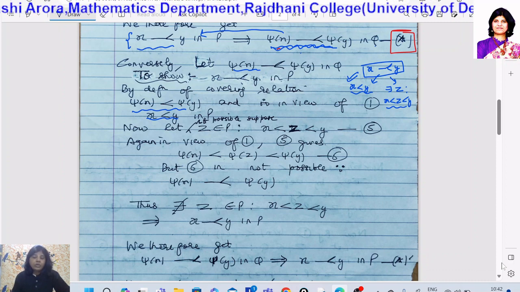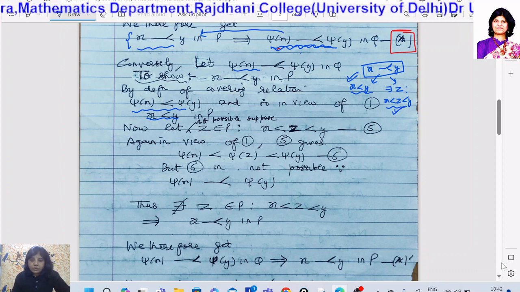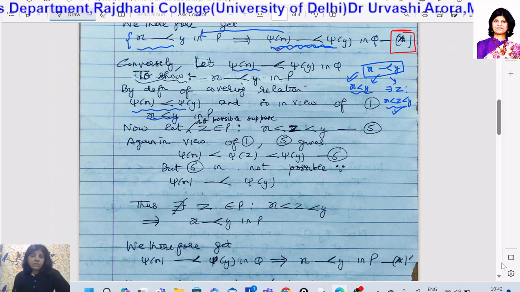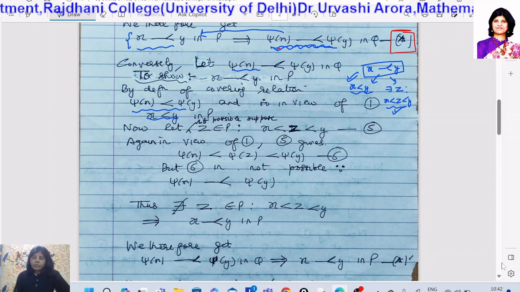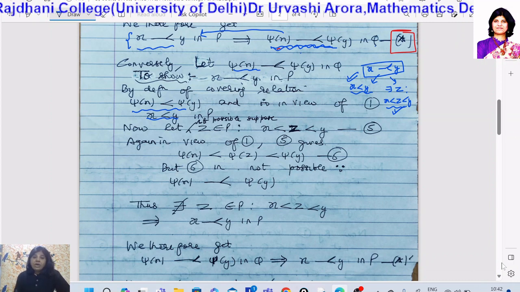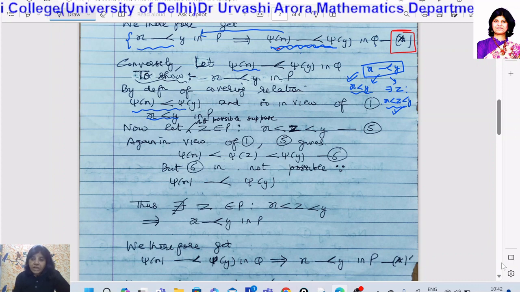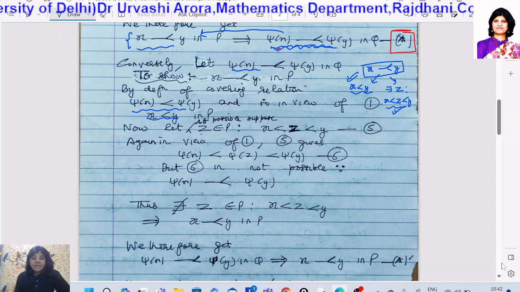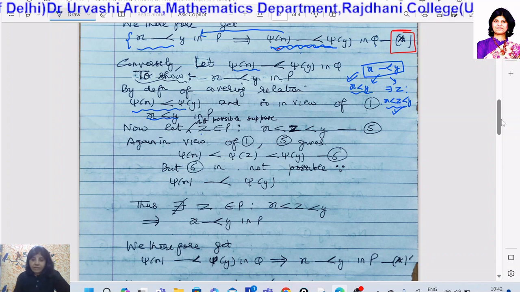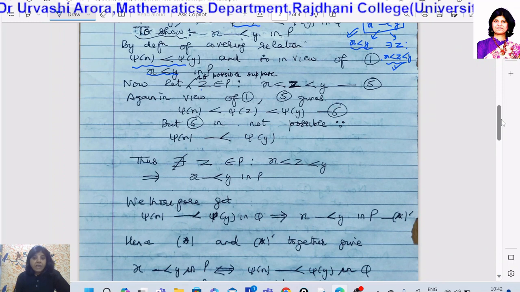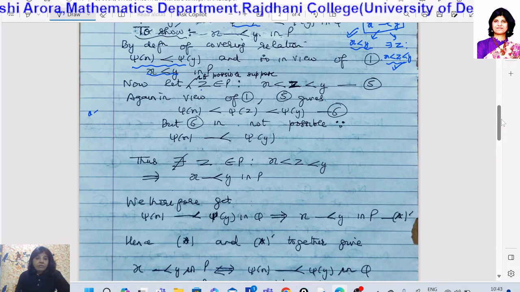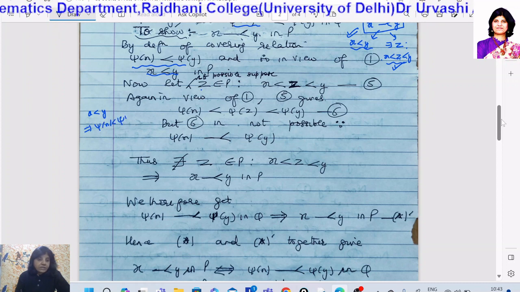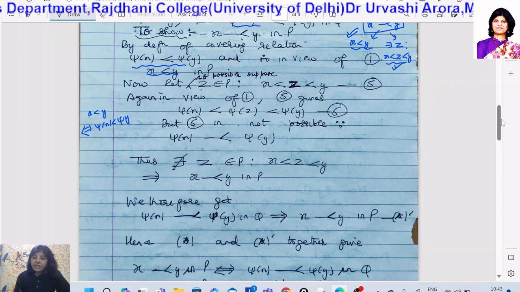Now, in order to show that x is covered by y, I just need to show that there does not exist any z lying between x and y. So suppose, just suppose the opposite, and we'll get a contradiction in the end. Let it be possible, suppose there is some z belonging to P such that x is less than z is less than y. We are marking this as 5. Now again, in view of one: whenever the elements are related, their images are related, and whenever the images are strictly related, then the elements are strictly related.